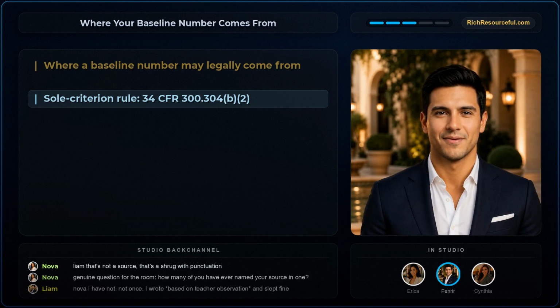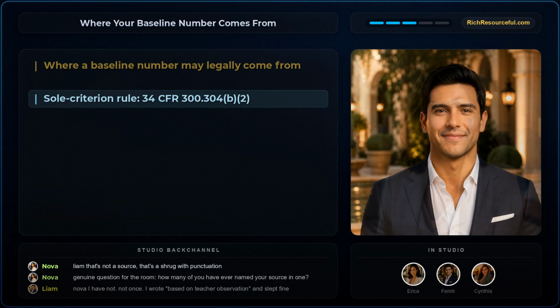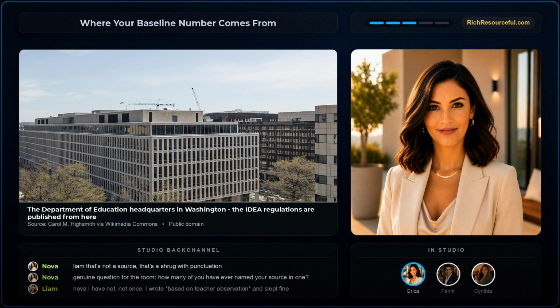But who wrote that rule? Not your district. These rules live in Title 34 of the Code of Federal Regulations, published by the Department of Education in Washington. Your district owns the form, not the list of what goes on it.